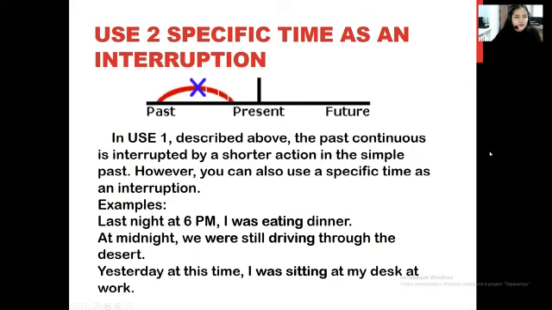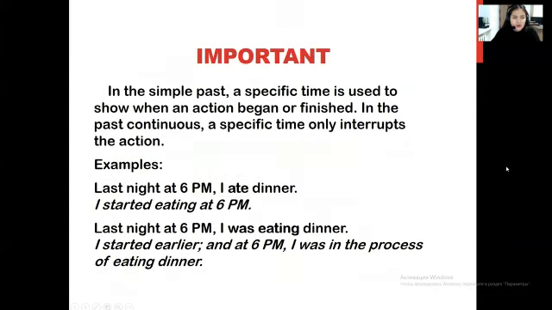Used second: specific time as an interruption. In the used first, described above, the past continuous is interrupted by a shorter action in the simple past. However, you can also use a specific time as an interruption. Examples: Last night at 6 p.m. I was eating dinner. At midnight we were still driving through the desert. Yesterday at this time I was sitting at my desk at work.